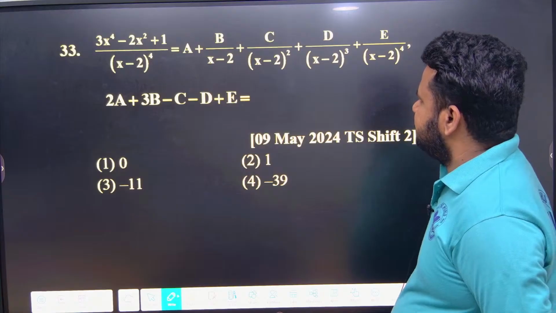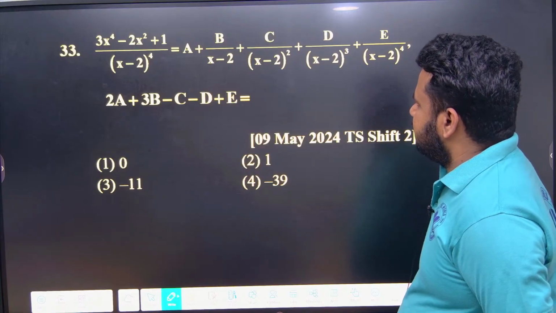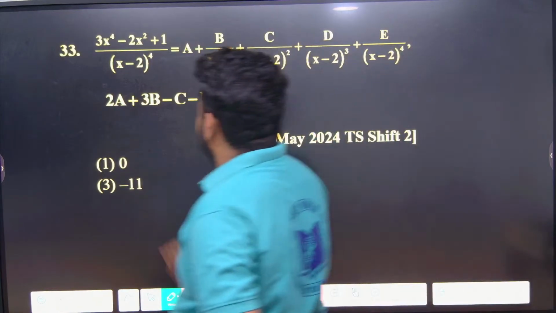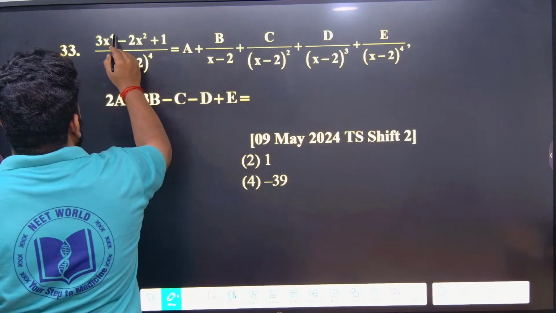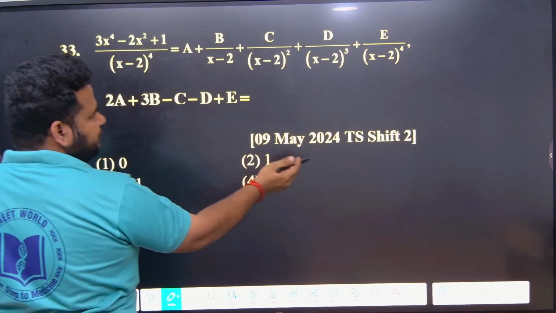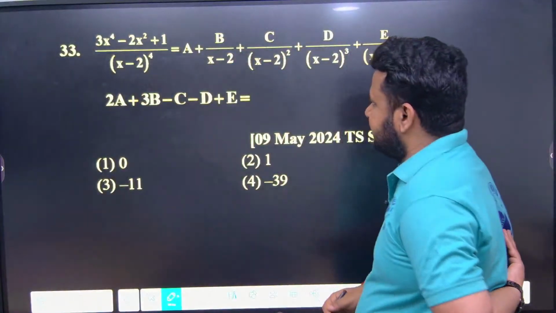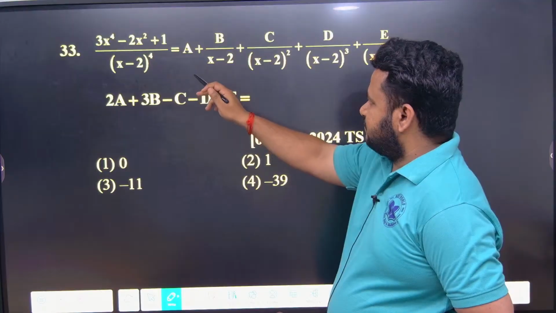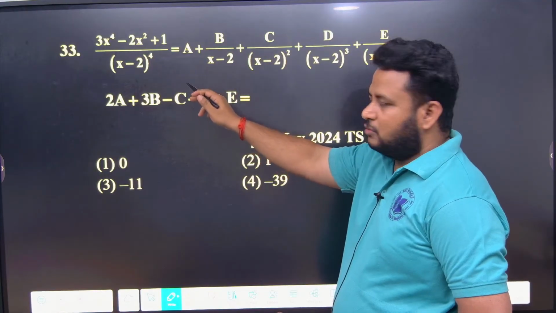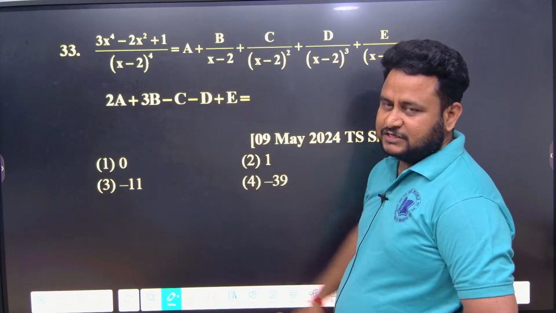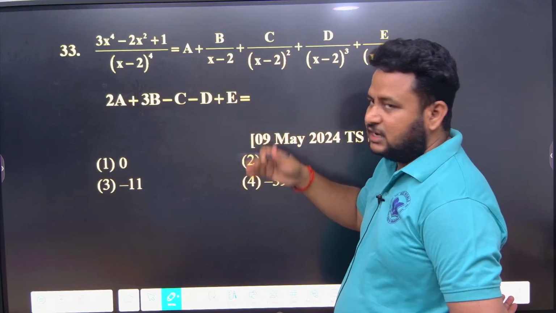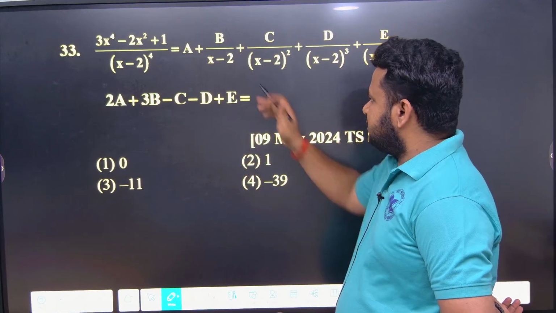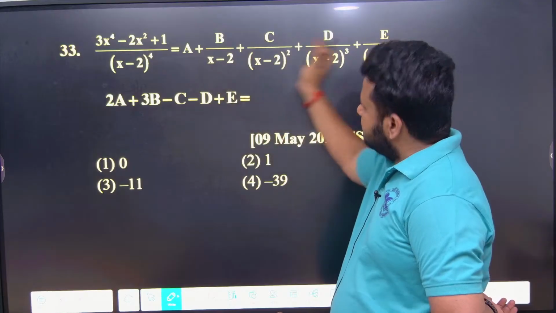To find this, first we have to find the value of a. See, the power of x here... They asked this question in 2024 TS: 3x to the power of 4 minus 2x square plus 1 divided by x minus 2 to the power of 4. This is clearly an improper fraction because the degree of numerator and denominator are the same, that is 4. So that is why they have written it in the form of p of x plus some partial fractions.